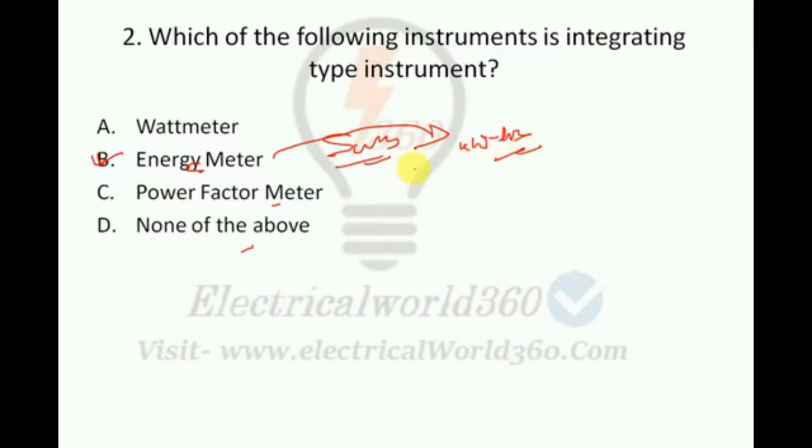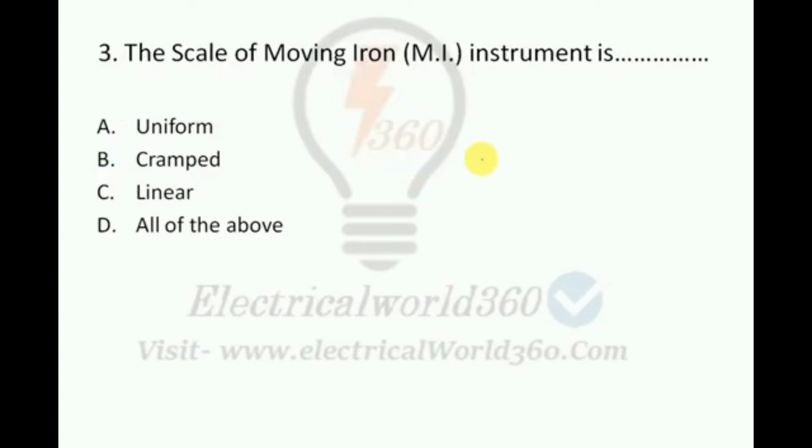Okay, so this is the question number 3. The scale of moving iron instrument is uniform, cramped, linear, all of the above. So here the option number B is right. The scale of moving iron instrument is cramped.